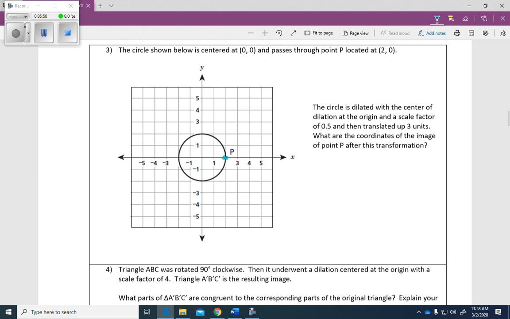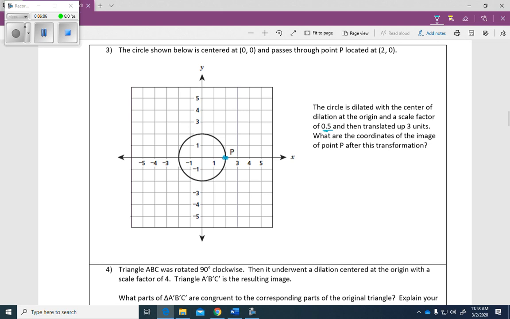We're always going to do a center of dilation at the origin here in 8th grade, and a scale factor of 0.5. Oh, 0.5 is the same thing as half. My circle's going to get smaller. And then it's translated up 3. So 2 transformations are being done.